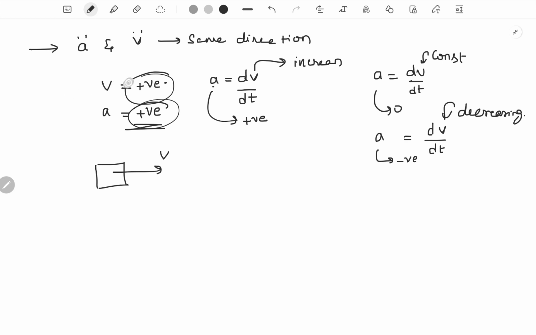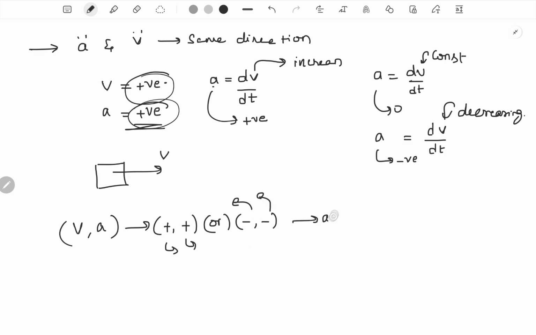Okay, so if both v and a are positive or both are negative, that means when both of them are in the same direction, that is in the right direction, or both of them are in the left direction, the body would basically accelerate. Okay, suppose we have a scenario where one is positive and the other is negative.